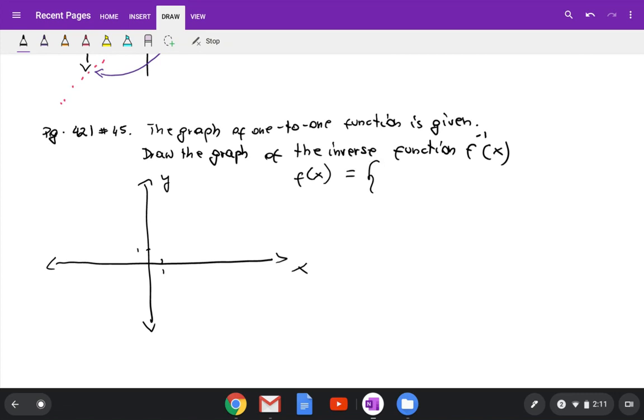Let me just list some of the points which they give you. They give you the point 1, 2, then 0, 1, negative 1, 0, and also the point negative 2, negative 2. So 1 comma 2, 0 comma 1, negative 1 comma 0, negative 2 comma negative 2.